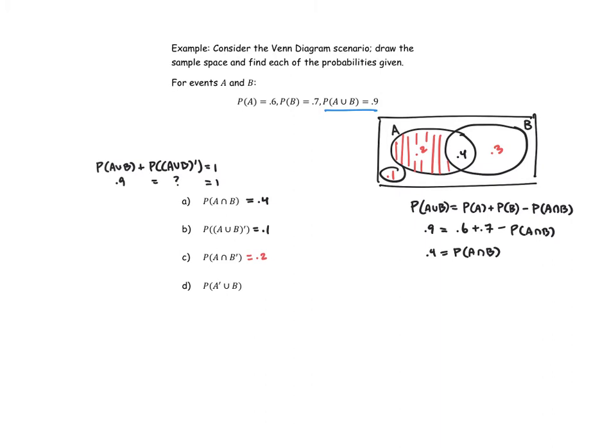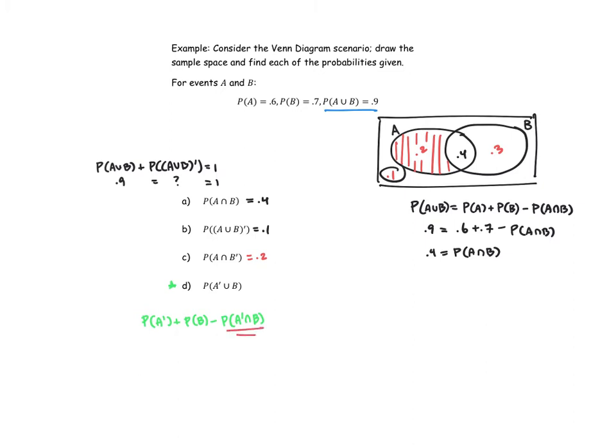Okay, now we haven't found this space yet, or this probability, so let's talk about that. The probability of not A or B. What I'm going to do is find the probability of not A and add it to the probability of B. However, there will be some overlap, and that overlap is going to be the probability of not A and B, which we already know.